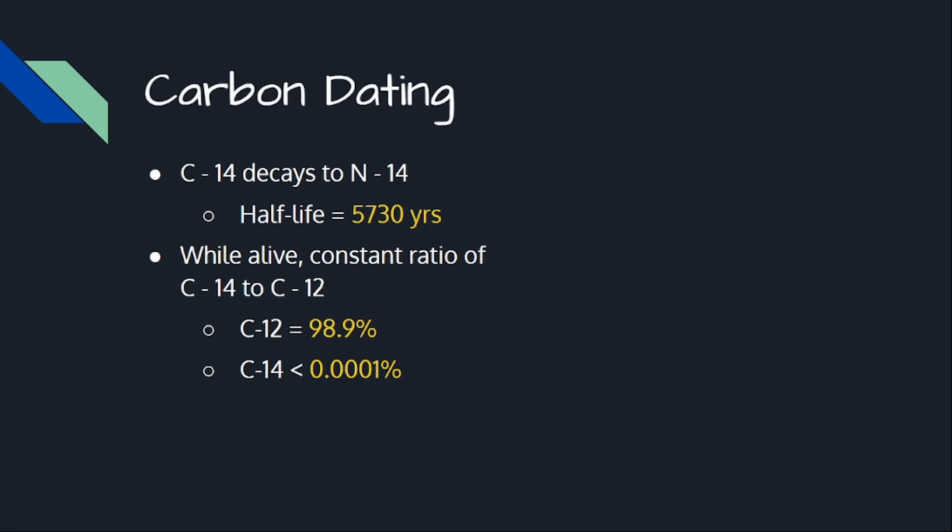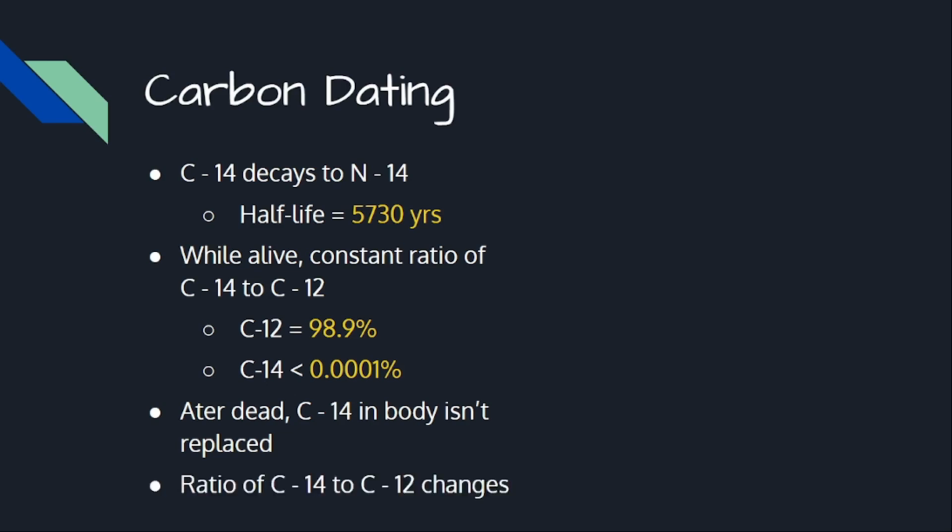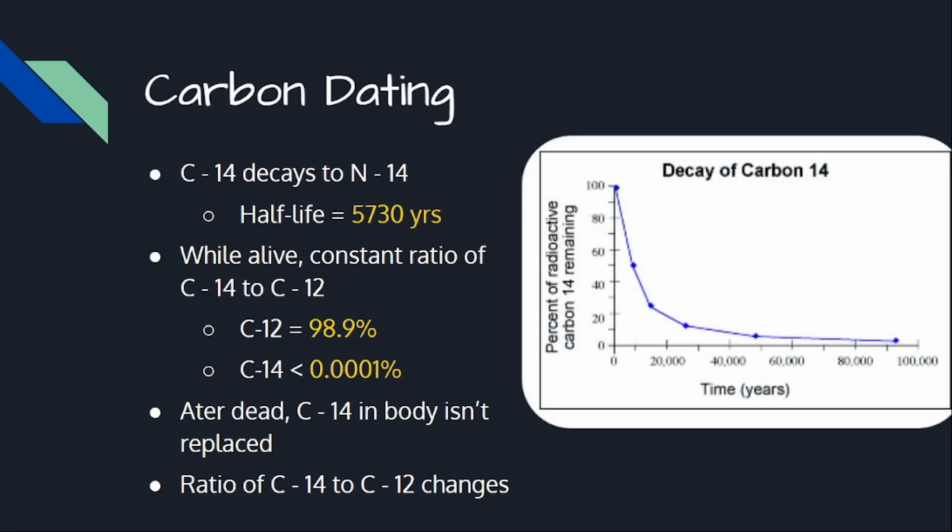And as it decays, you replace it with new carbon through your food, as you're breathing, whatever. You're replacing that carbon, and all living things do this. We have a constant ratio of carbon 14 and carbon 12 in our bodies. But what happens when we die? Well, when we die, that carbon isn't getting replaced anymore. And so it's decaying to nitrogen and it's not getting replaced. And so our ratio of carbon 14 to carbon 12 changes.